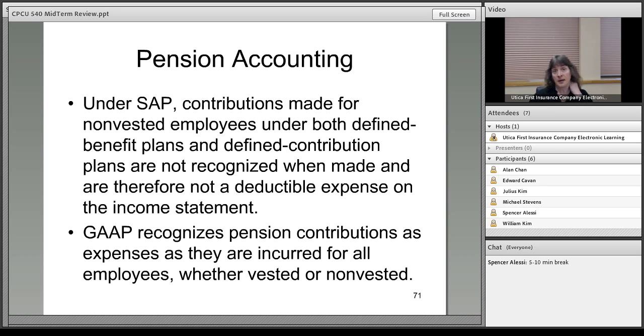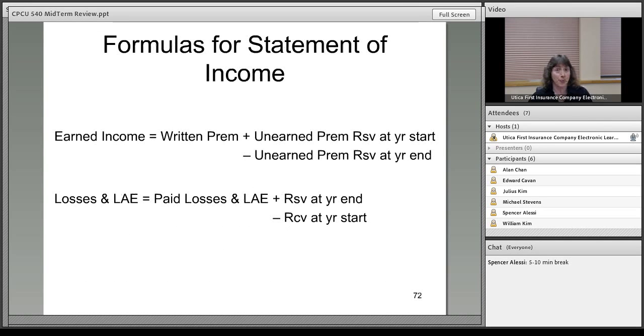You need to know this. If you want to know what my earned income is, you have to take the written premium for the period, add any unearned premium reserve at the beginning of the year, and subtract unearned premium reserve at the end. If you take the time to look at those videos that we had Spencer post on our website, they do a wonderful illustration of this. So you might want to take just a few minutes and look at that.